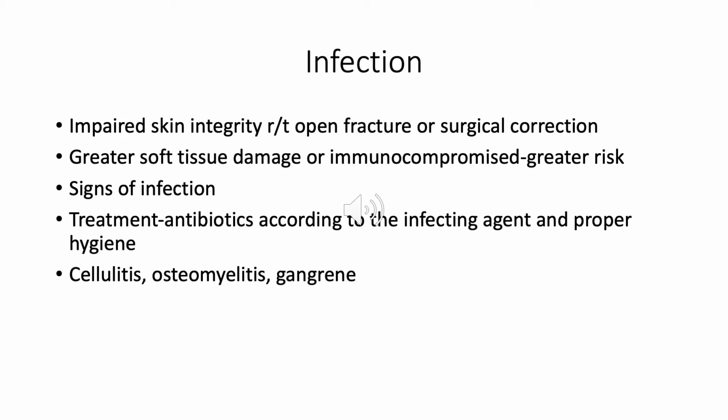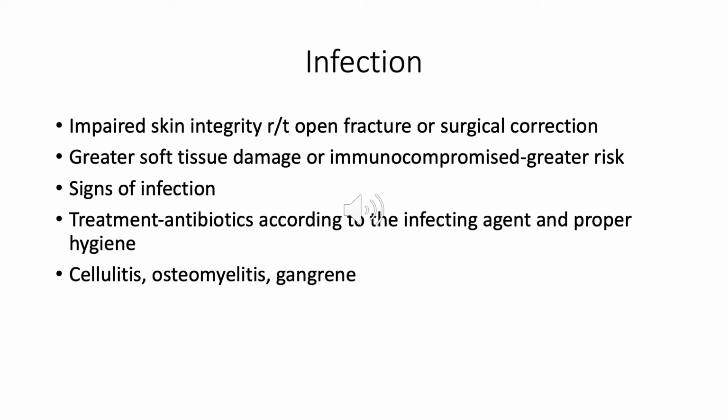Impaired skin integrity related to an open fracture or surgical correction can make that patient susceptible to an infection. The greater the soft tissue damage, or in an immune compromised patient, the greater the risk of infection. So look for the signs of infection, which are warmth, redness, pain, swelling, stiffness, fevers, chills, and purulent drainage.